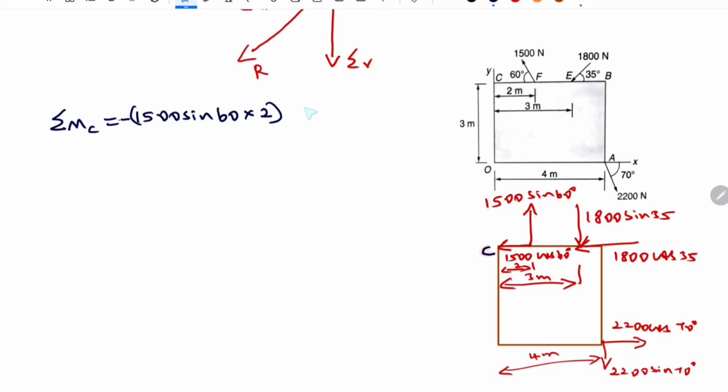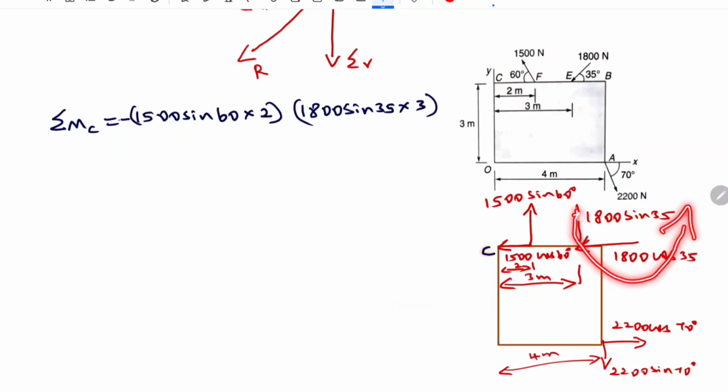So the force is 1800 sin 35 into the perpendicular distance, which is 3 meter. Now coming to the direction, this force will be acting like this. This is the clockwise direction, so it will be rotating like this and it is considered as positive.